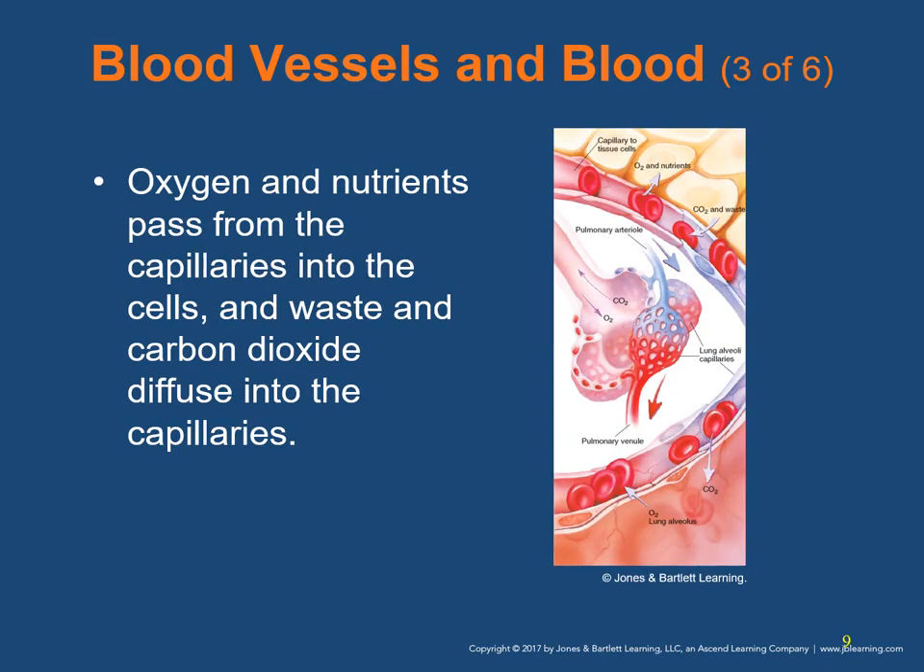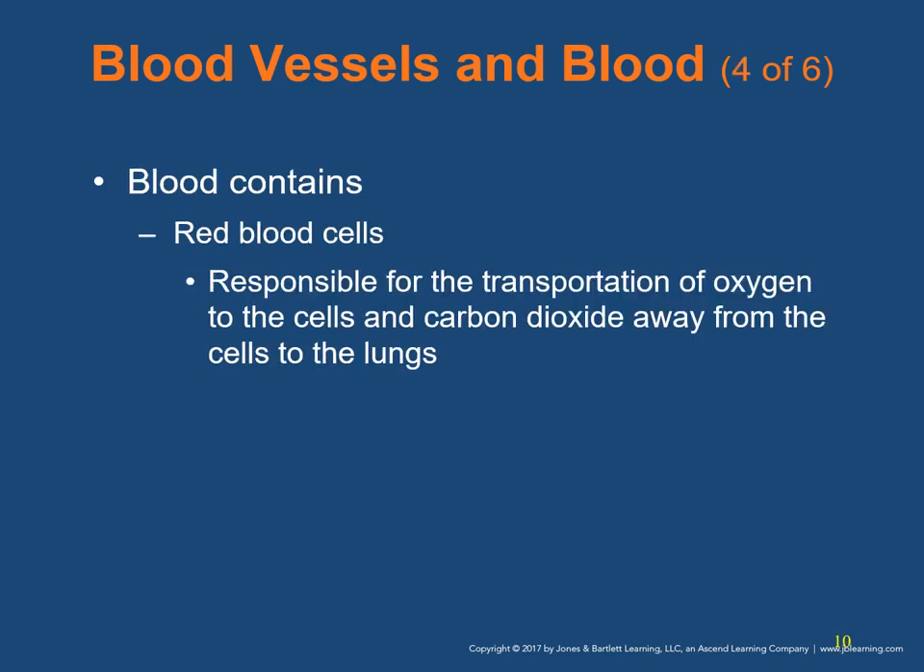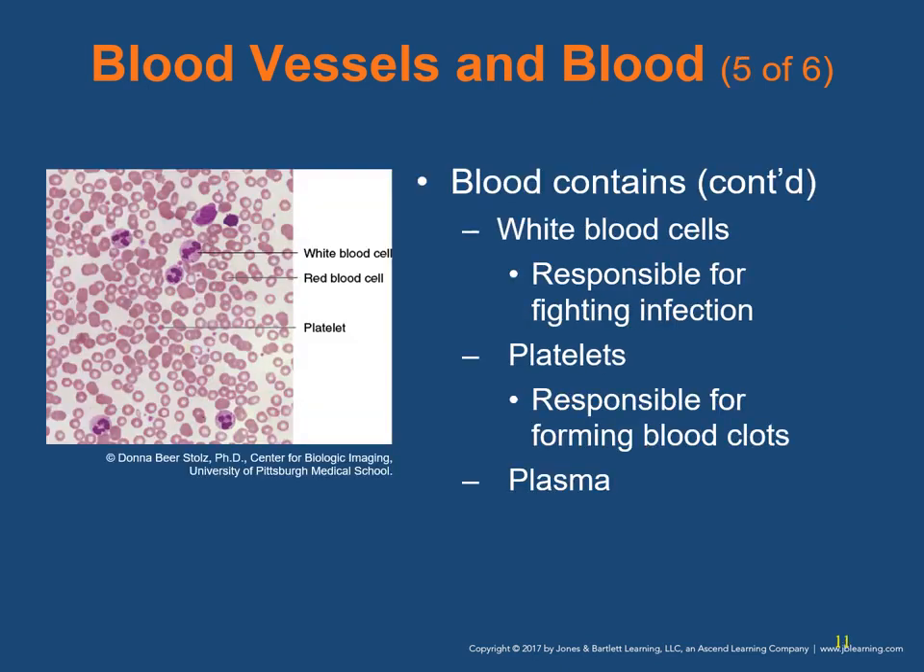Oxygen and nutrients easily pass from the capillaries into the cells, and waste and carbon dioxide diffuse from the cells into the capillaries. This transportation system allows the body to rid itself of waste products. Blood contains red blood cells, responsible for the transportation of oxygen to the cells and for transporting carbon dioxide away from the cells to the lungs; white blood cells, responsible for fighting infection; platelets, responsible for forming blood clots; and plasma, the fluid portion of the blood.